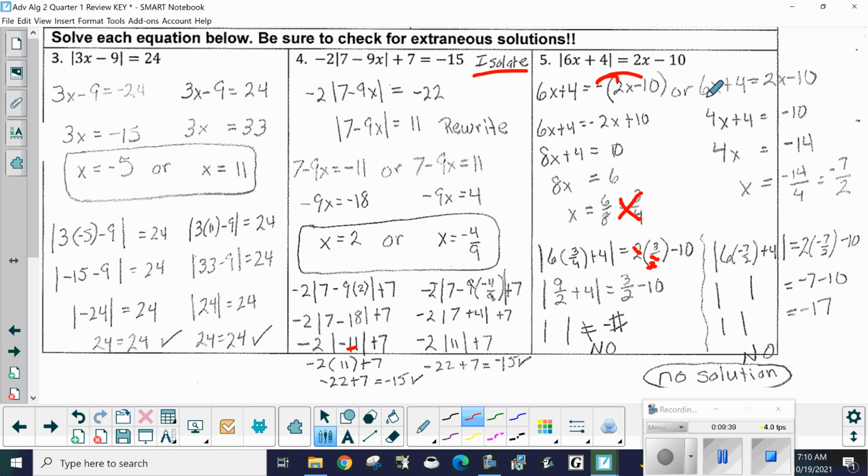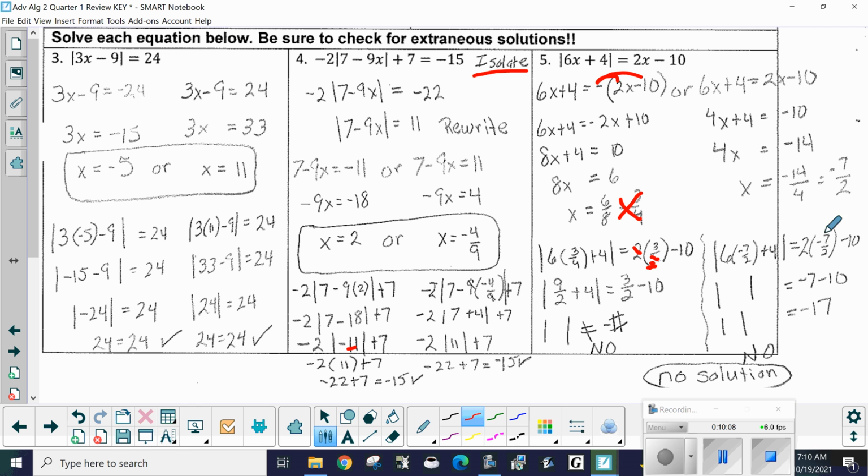So I'm going to come over here and I will solve 6x plus 4 is equal to 2x minus 10. Again, I subtract 2x from both sides, so I get 4x plus 4 is equal to -10. I subtract 4 from both sides. 4x is equal to -14. I divide both sides by 4. X is equal to -14/4, which reduces to -7/2. I plug it in here and here for my x's.